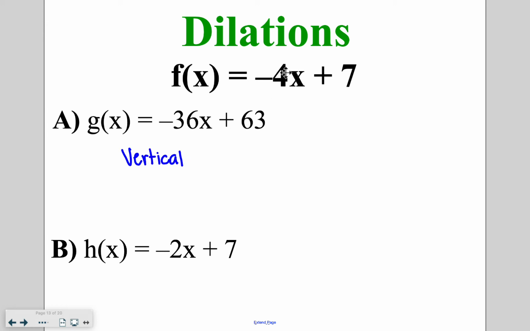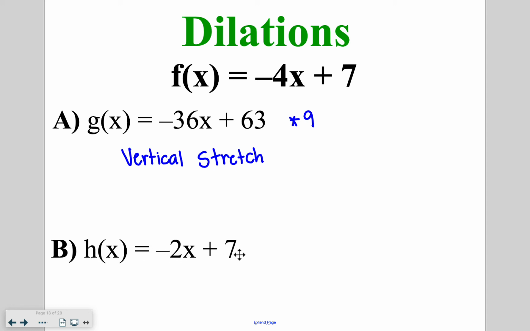Then I have to look, how did I get from negative 4 to 36 and 7 to 63? That occurs when you multiply by 9 because it is a number bigger than 1 and we are looking at a vertical change. That is going to be a vertical stretch. So we've taken it and multiplied by a number bigger than 1 to both values, so it is a vertical stretch.